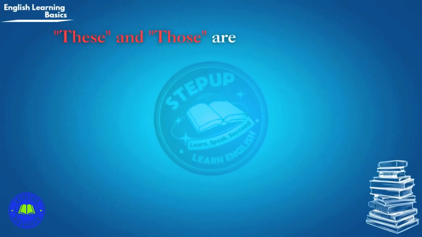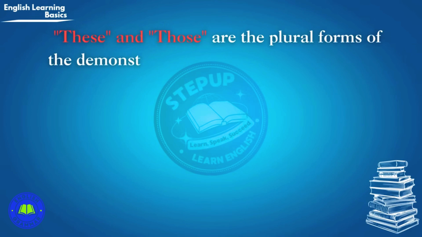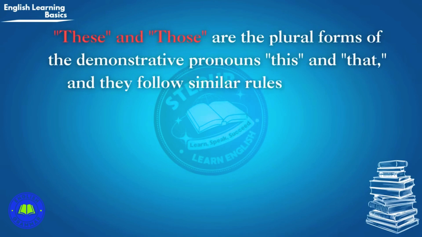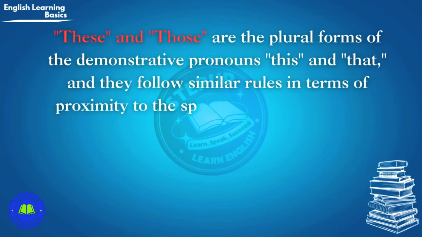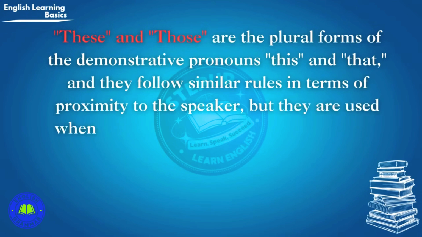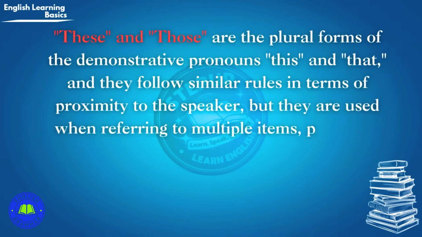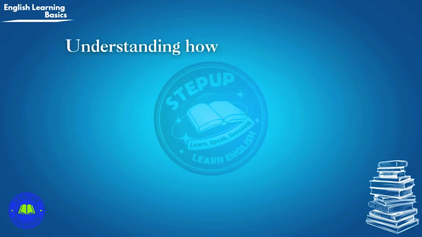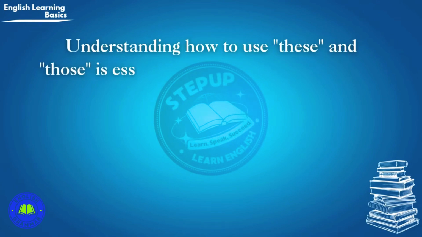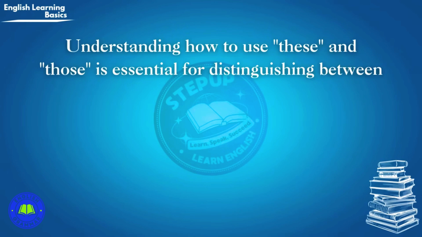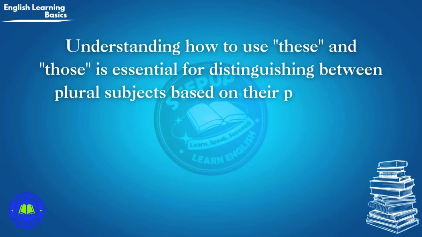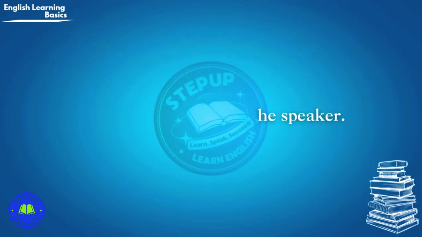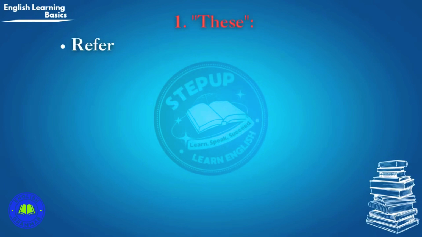These and those are the plural forms of the demonstrative pronouns this and that, and they follow similar rules in terms of proximity to the speaker, but they are used when referring to multiple items, people, or concepts. Understanding how to use these and those is essential for distinguishing between plural subjects based on their physical or abstract distance from the speaker.